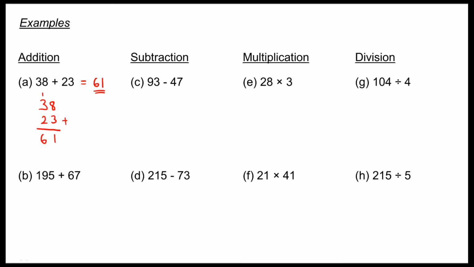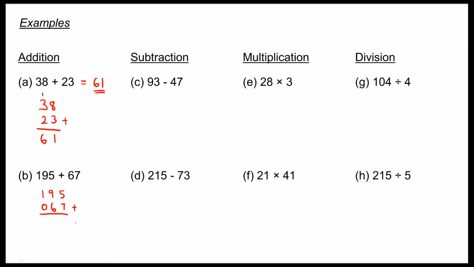For the second example, I want to do exactly the same thing, so I have 195 added to 67. Notice how in this question I've aligned the 5 and the 7 together because they're both units. Essentially, because these decimal points would appear at the ends, I want to make sure they're aligned, and that's important for both adding and subtracting questions. I can also add a 0 in front of the 67 just to make the question a little bit easier to work out.